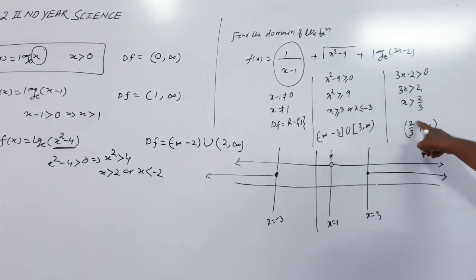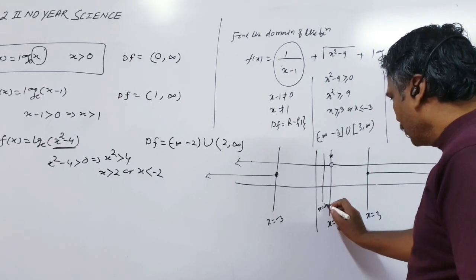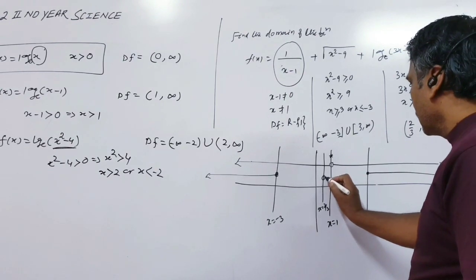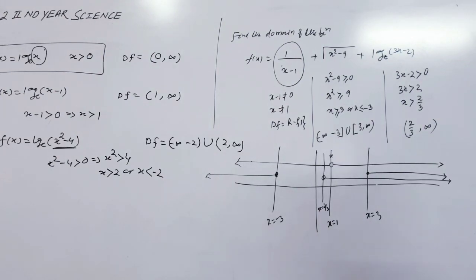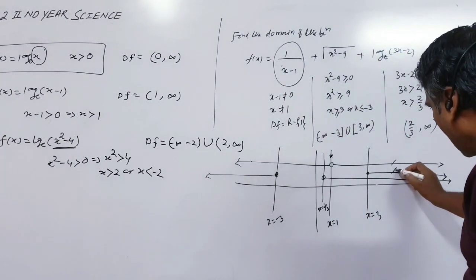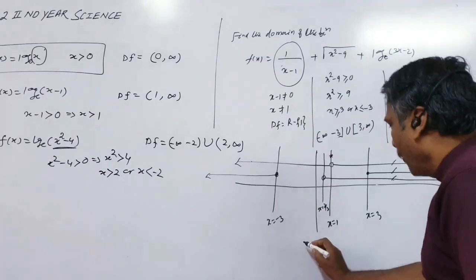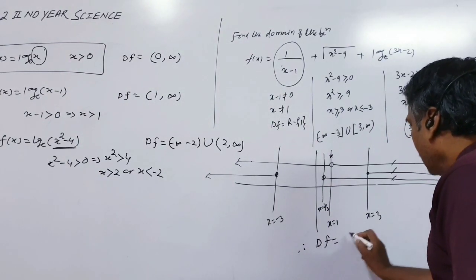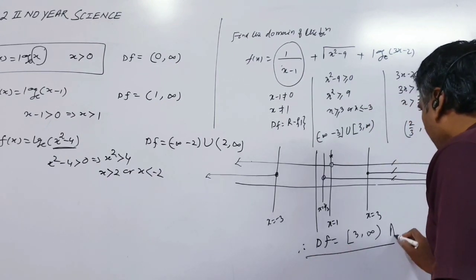Now the third one is 2 by 3. What is that 2 by 3? That is 0.6. Let us say this is x equal to 2 by 3. So this is greater than this one. Now what is the interval? Combine, so it satisfies all three conditions. Here are one line, another line, and a third line. These three lines satisfy this interval. So therefore, the domain of the function is greater than 3 to infinity. This is the answer.